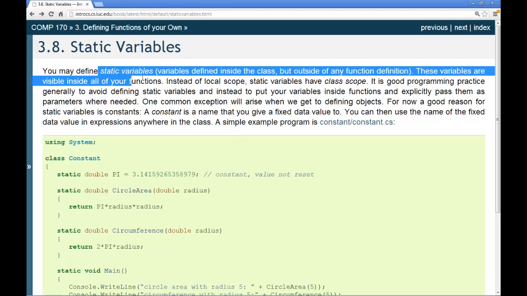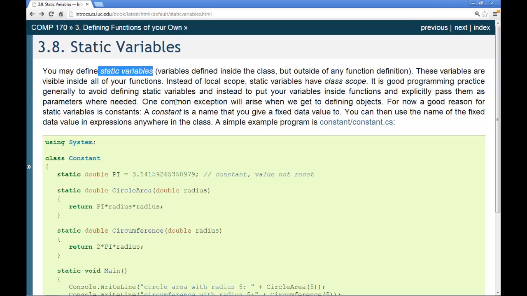Static variables are defined inside of a class but outside of any function definition. Static functions are available anywhere inside the class. You can call one function from another, as we've seen. Static variables have the same feature. They can be used anywhere inside the class. They have class scope as opposed to local scope.